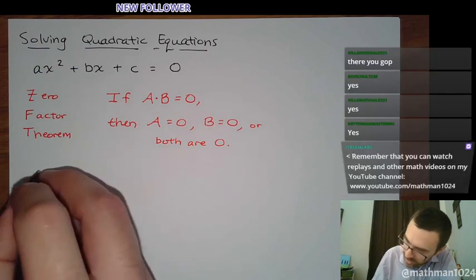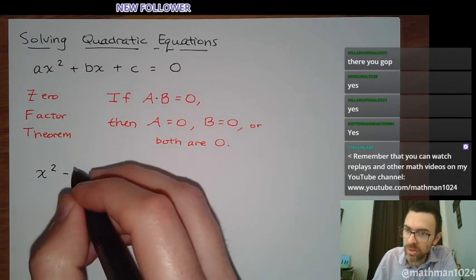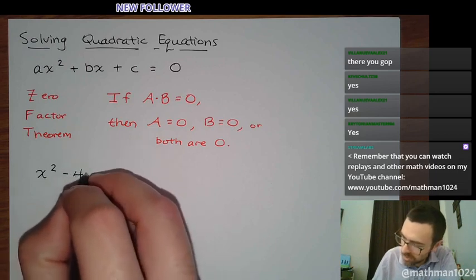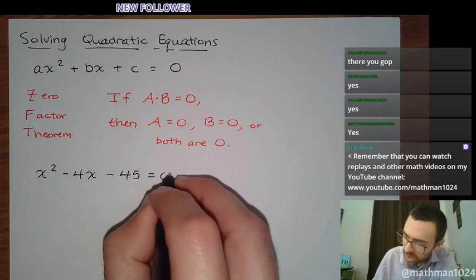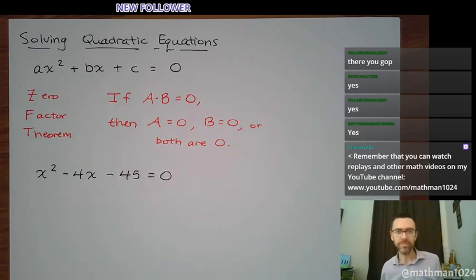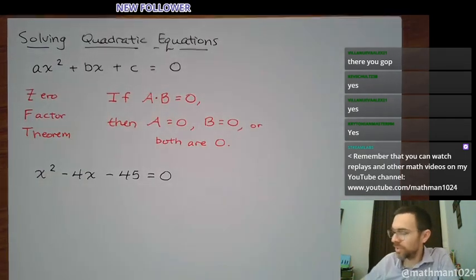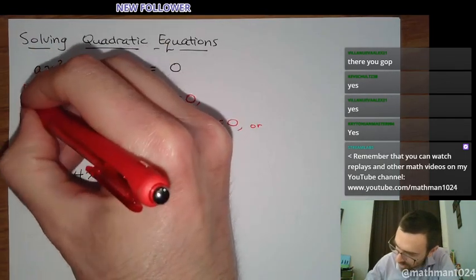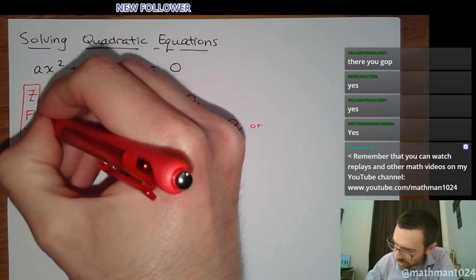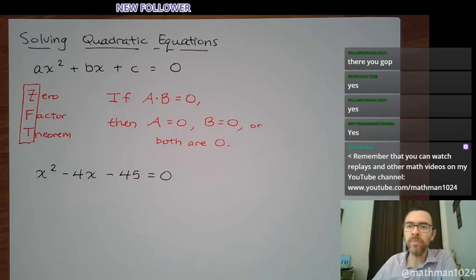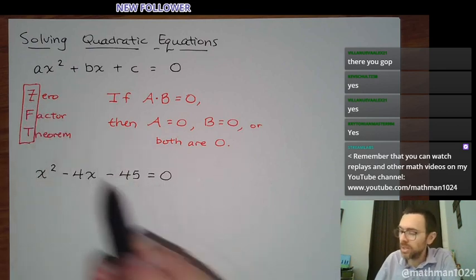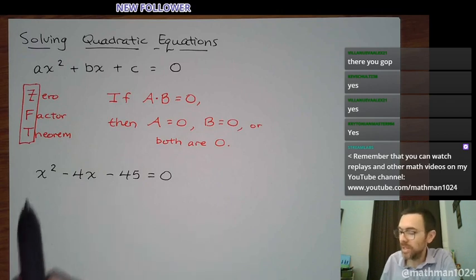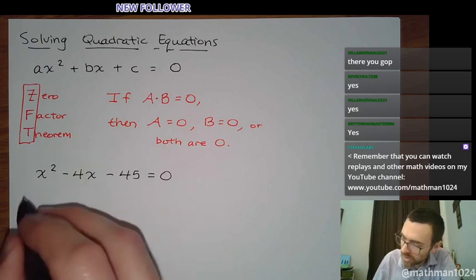So that means if I were to take something like this, let's say x squared minus 4x minus 45 is equal to 0. You want to follow the steps here for the Zero Factor Theorem. It tells you all the steps you need to take based on these letters, ZFT. The first step is to make sure that it is equal to 0, and it is. The second step, factor: we just need to take this polynomial and factor it.